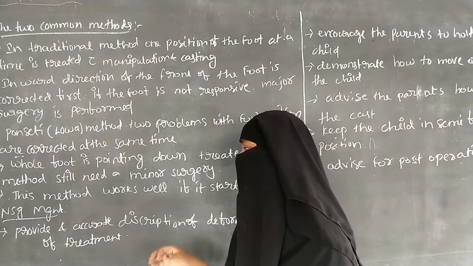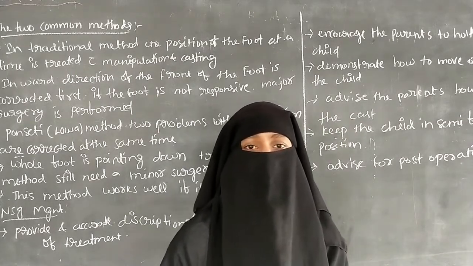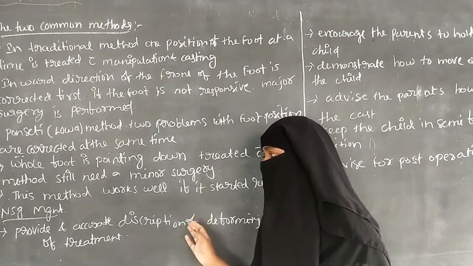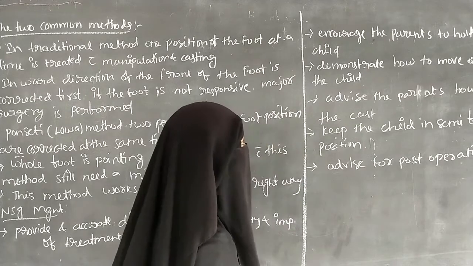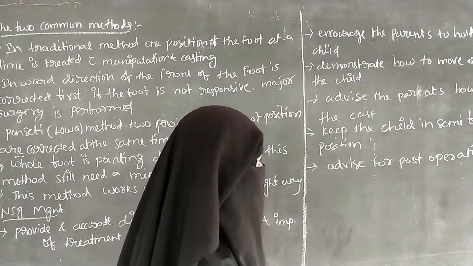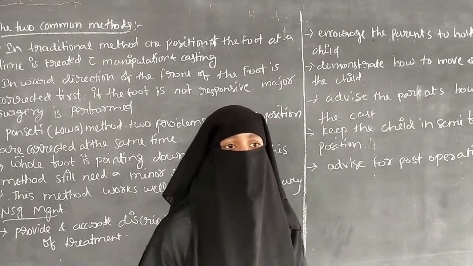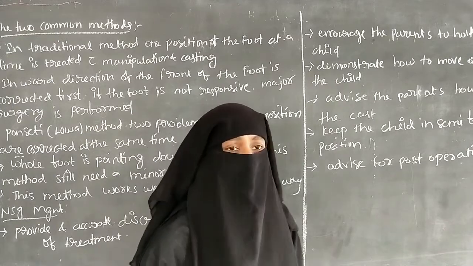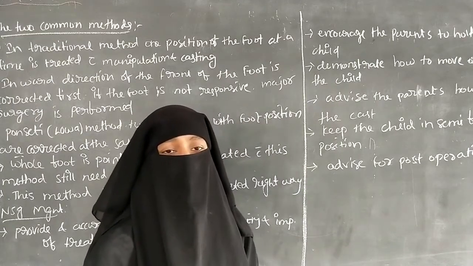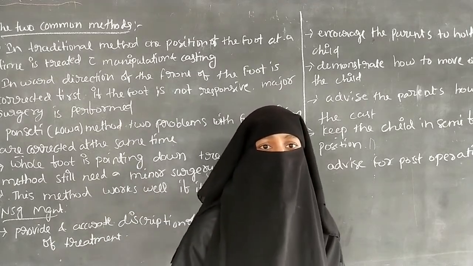So accurate information: exactly what information has to be given to the parents. The next one is encourage the parents to hold and play with the child. The nurse has to advise the parents not to leave the child alone and to always stay with the child, and the nurse has to educate the parents on how to take care of the child.